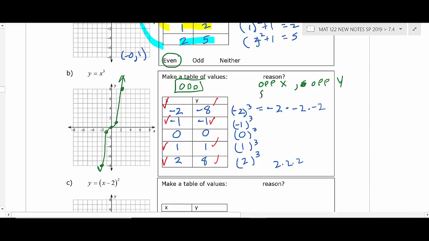More technically, you would say f of negative x is the opposite of the original function value. That's the technical terminology. And also, it's symmetric about the origin. Okay. All right, questions?